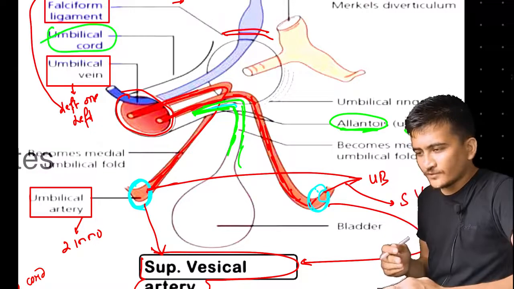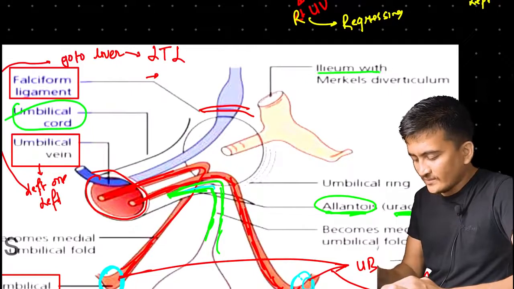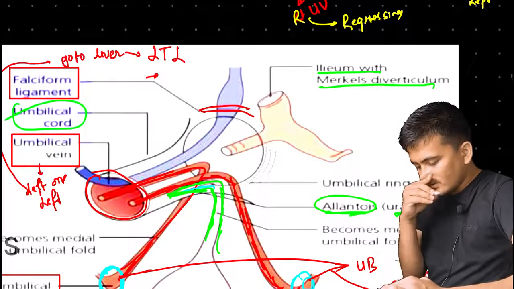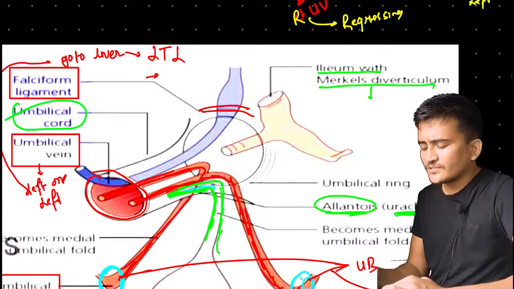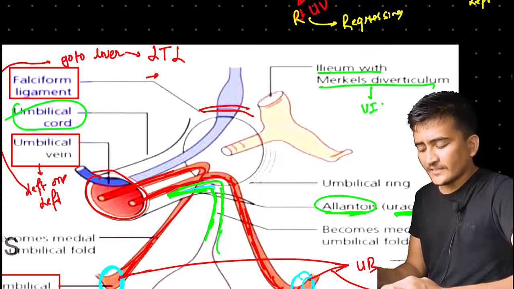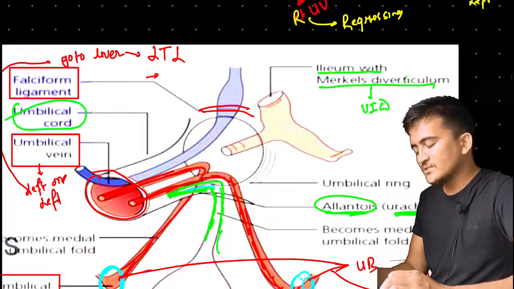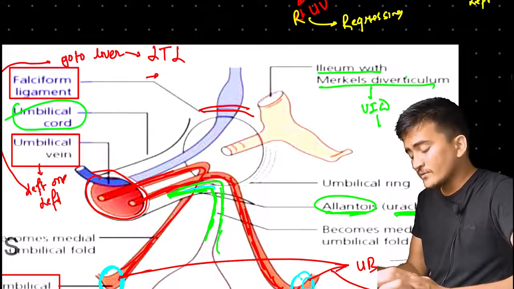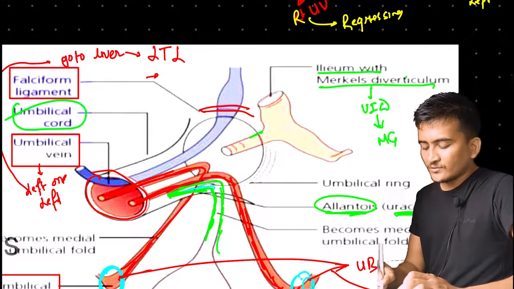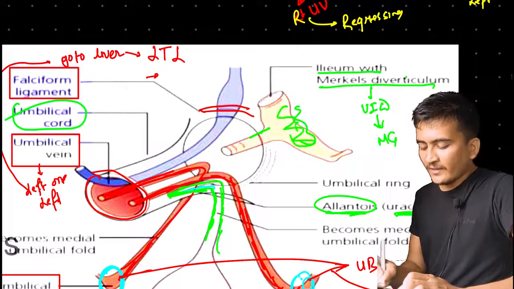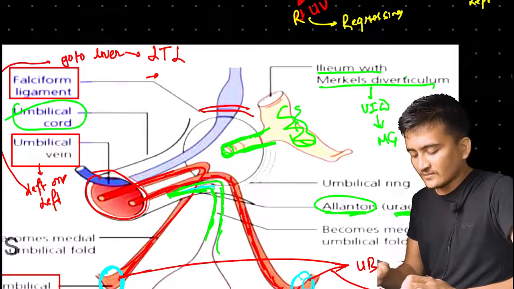Now, further moving, you can see right here, the ileum with Meckel's diverticulum. What is this Meckel's diverticulum? It is the persistent vitelo-intestinal duct, right? This is the vitelo-intestinal diverticulum, sorry. What is this vitelo-intestinal duct? It is the diverticulum of the midgut, right? You can see this is the area of the midgut, and here is the diverticulum, and this is Meckel's.